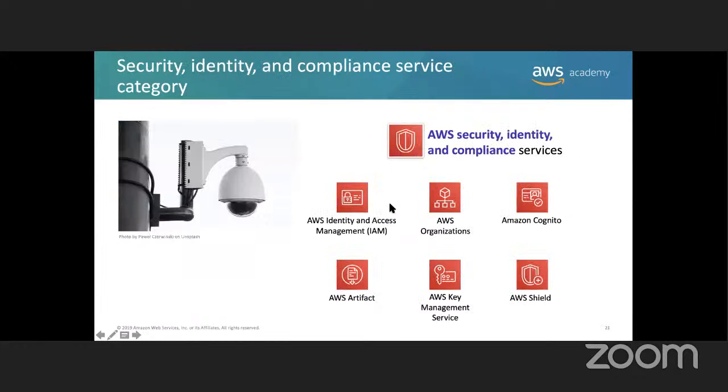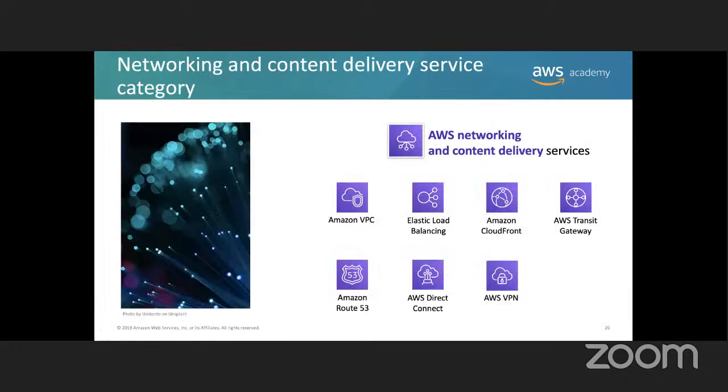So for networking, we have VPC, which is Virtual Private Cloud. Very important concept, right? Elastic Load Balancing is the one that will balance the load of all the traffic. Amazon CloudFront is the network content delivery.